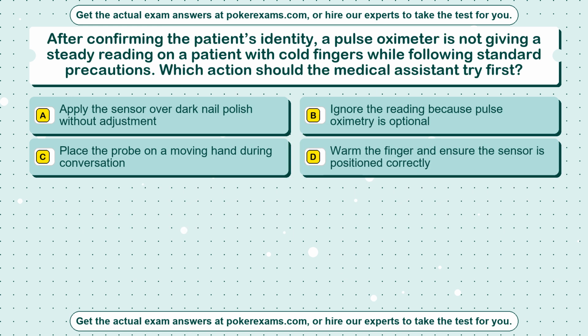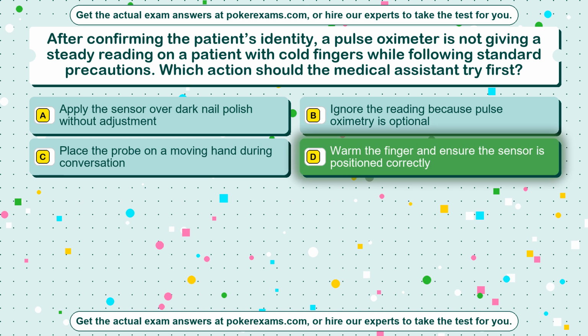Question 2. After confirming the patient's identity, a pulse oximeter is not giving a steady reading on a patient with cold fingers while following standard precautions. Which action should the medical assistant try first? Option A. Apply the sensor over dark nail polish without adjustment. Option B. Ignore the reading because pulse oximetry is optional. Option C. Place the probe on a moving hand during conversation. Option D. Warm the finger and ensure the sensor is positioned correctly.